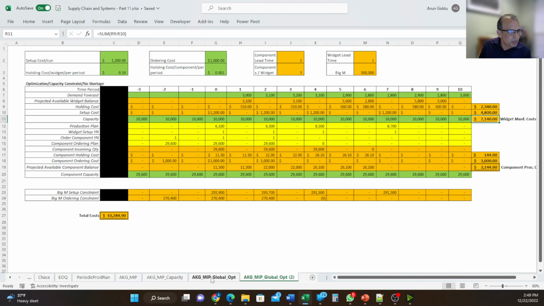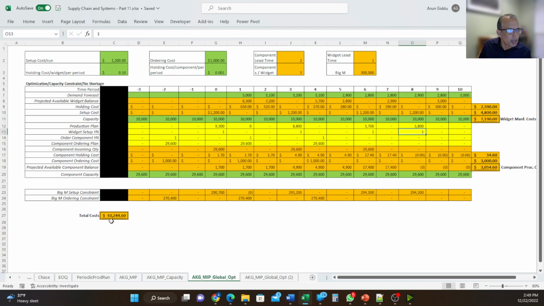Now, if you were to look at the previous screen, the total cost was 10,244 had we optimized the whole supply chain together. In this model, the supply chain consists of just manufacturing and purchasing. So the lesson once again is optimizing in total is better than optimizing each department in isolation. If we were to optimize each department in isolation, we'll be leaving money on the table.